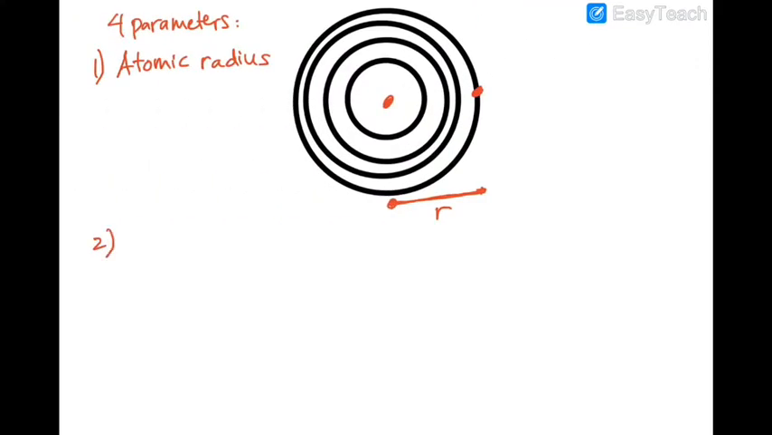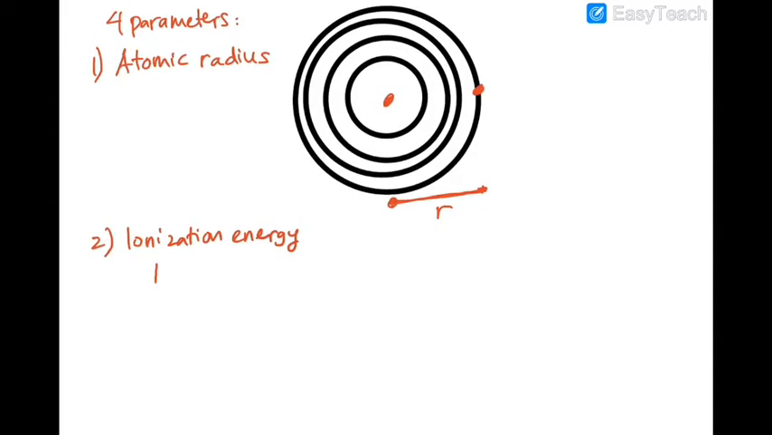The second one is what we call the ionization energy. Ionization energy is the amount of energy needed to be able to release one electron in gas phase. So say we have sodium in gas phase. We want to release one electron, and this, we call it the first ionization energy. Yeah, so we write down 1 in here.